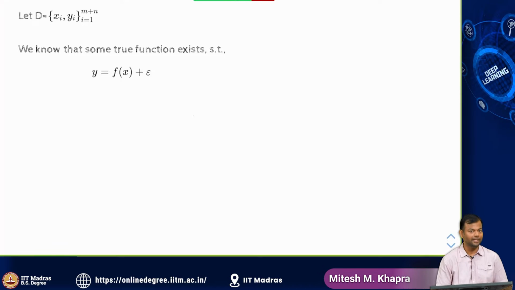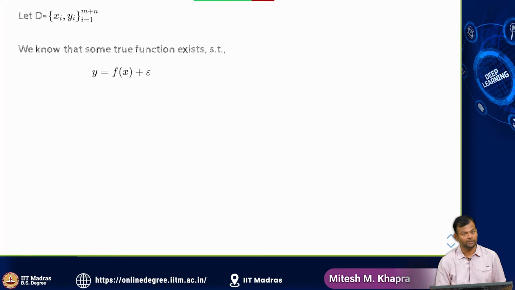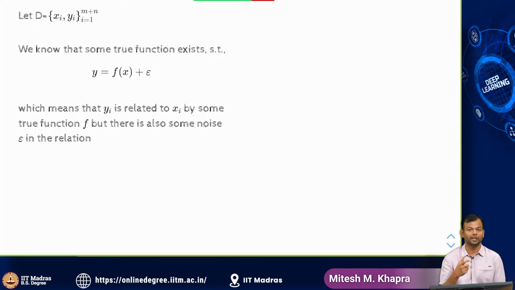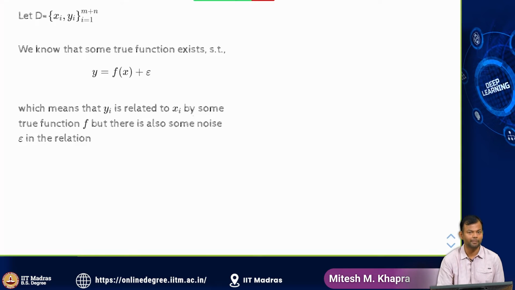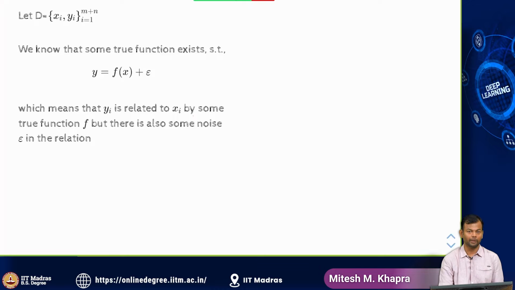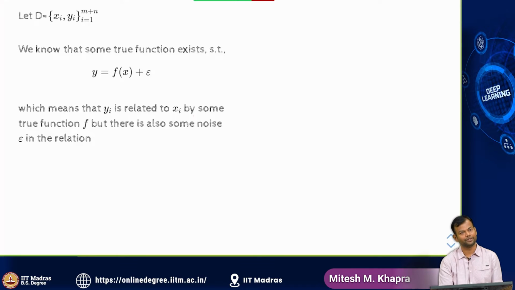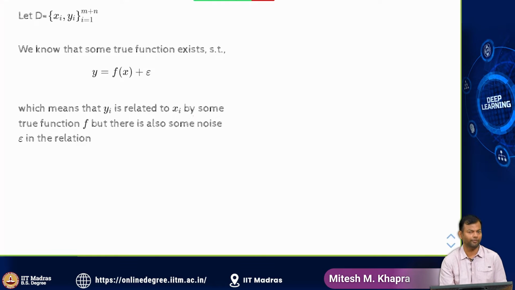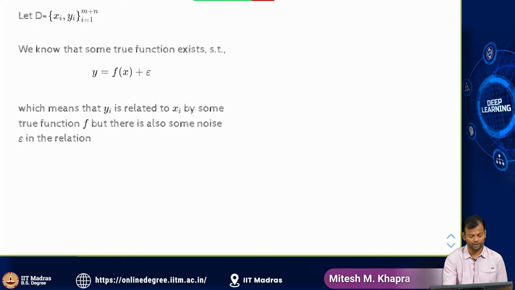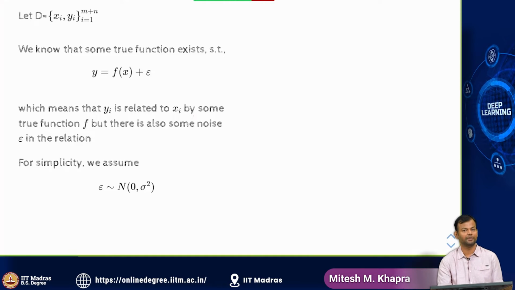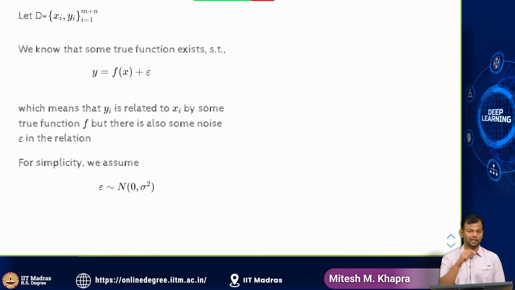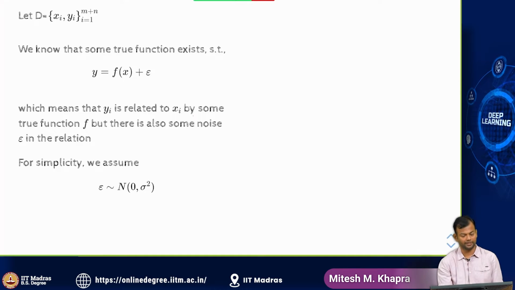Now we also know that some true function exists such that y is f of x plus epsilon. What does that mean? That y_i is related to x_i by some true function f, but there is also some noise epsilon in the relationship, just like in any relation. So you ideally want y equal to f of x, but there might be some minor noise, and for simplicity we assume that this noise is zero centered. That means it has zero mean and a small variance sigma square.